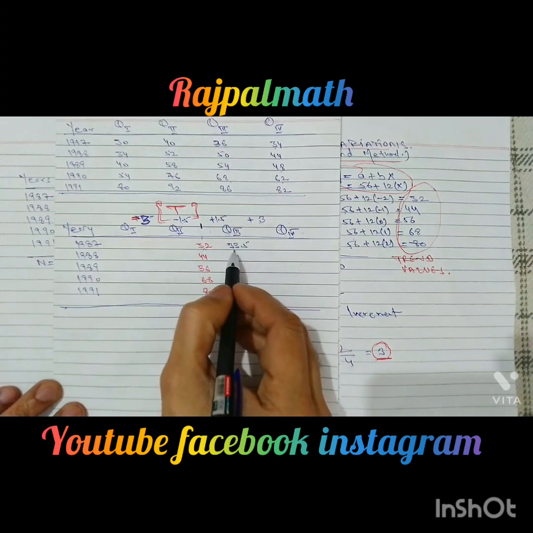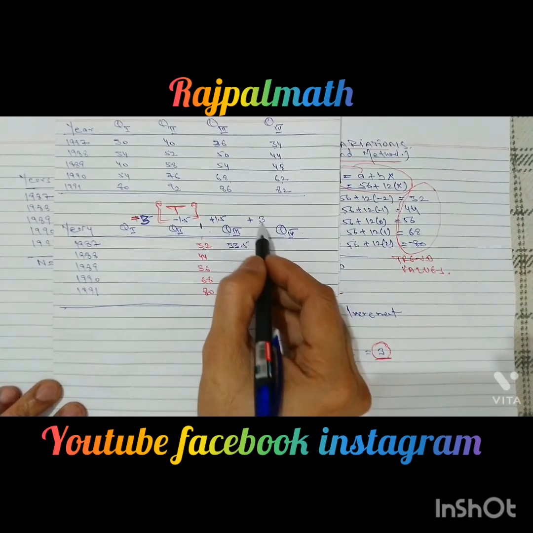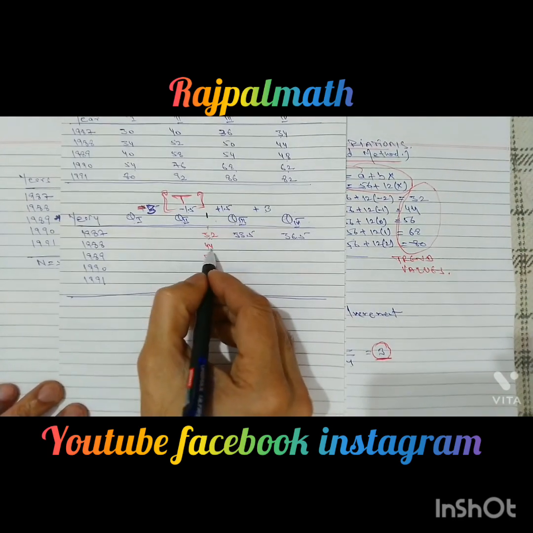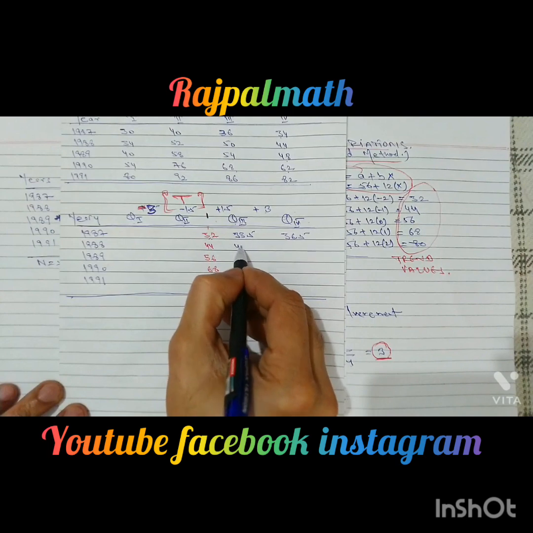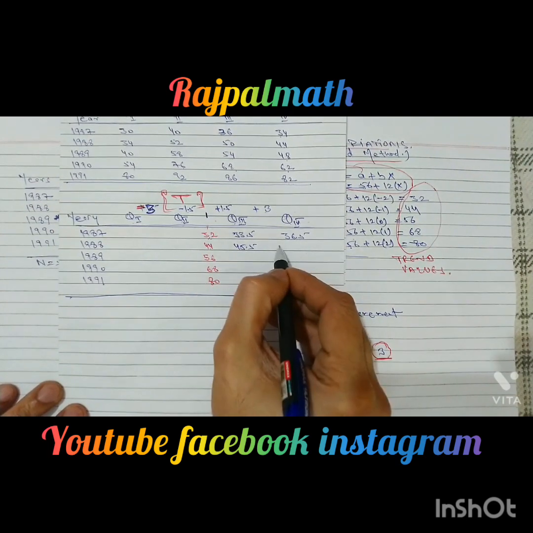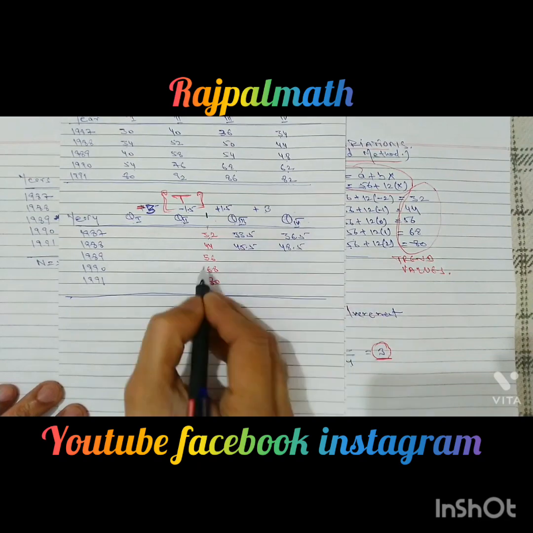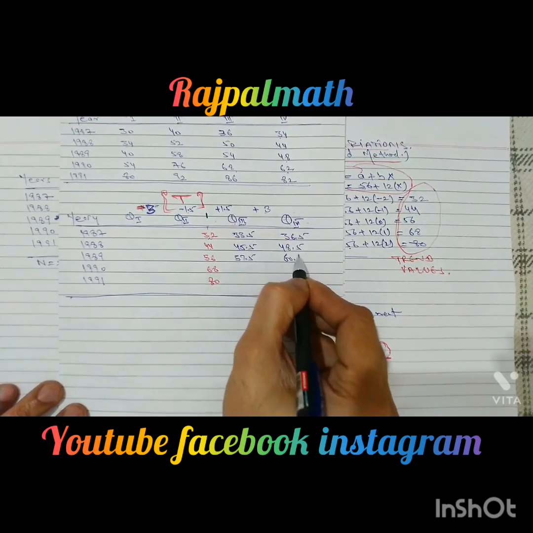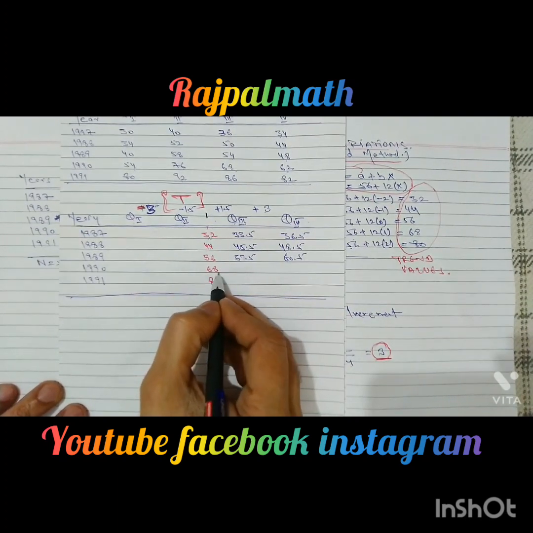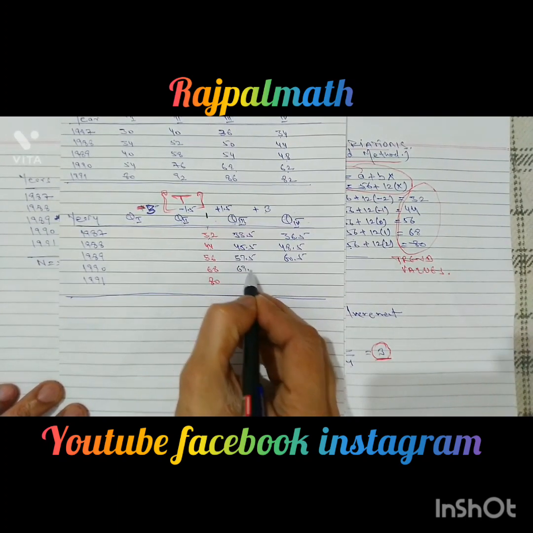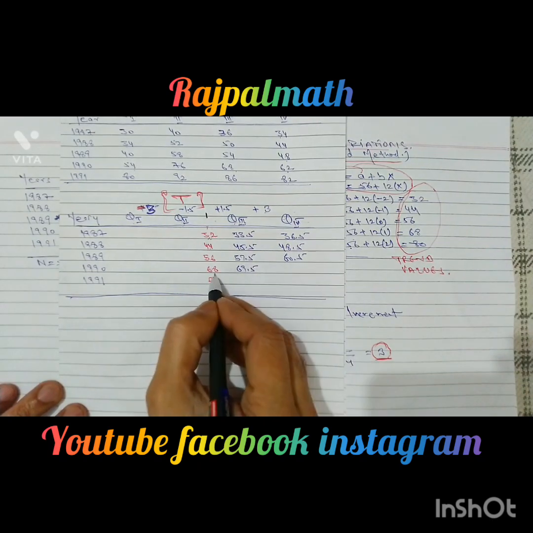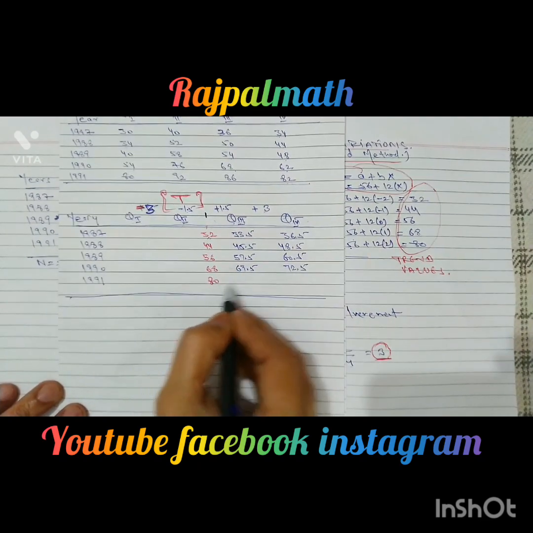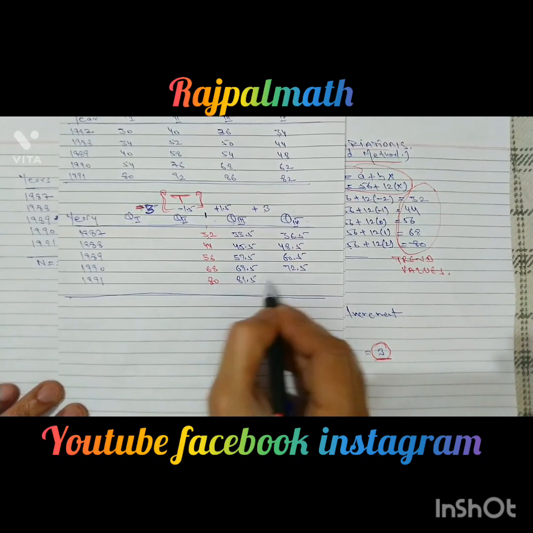From the middle value 32, quarter 3 is 32 plus half, 33.5. For quarter 4, 33.5 plus 3, 36.5. 44 plus half, 45.5, plus 3, 48.5. 56 plus half, 57.5, plus 3, 60.5. 68 plus half, 69.5, plus 3, 72.5. 80 plus half, 81.5, plus 3, 84.5.